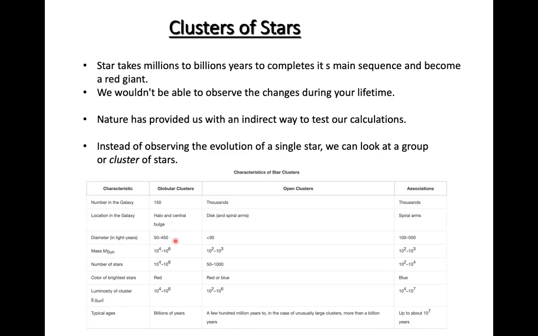In terms of size, you can see that globular clusters are around 50 to 450 light years across, so they are huge, while open clusters are less than 30 light years. In a similar way, if you look at the mass, globular clusters are more massive compared to open clusters. And of course, if globular clusters are massive, they should have a large number of stars, so you can see millions of stars in one cluster. However, an open cluster has around 52,000 stars.